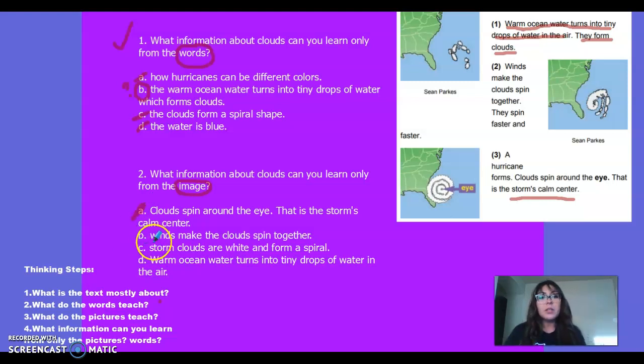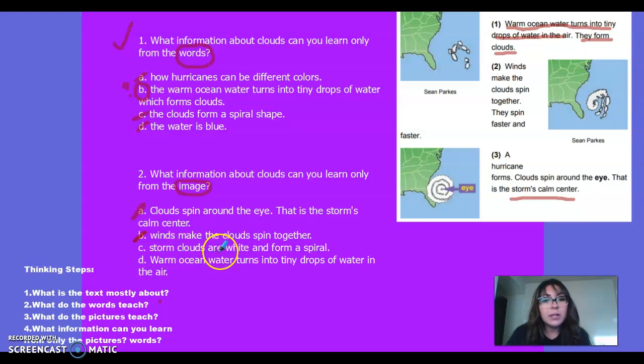B, winds make the clouds spin together. I'm only looking at my pictures. I can't know that if I'm just looking at my pictures. No, B is wrong. B is information that I can find in the words, not in the image.